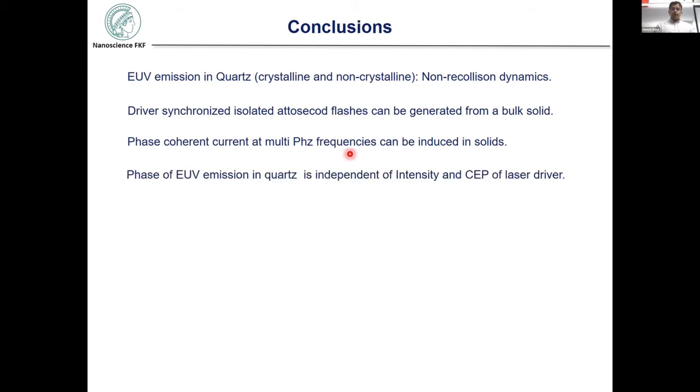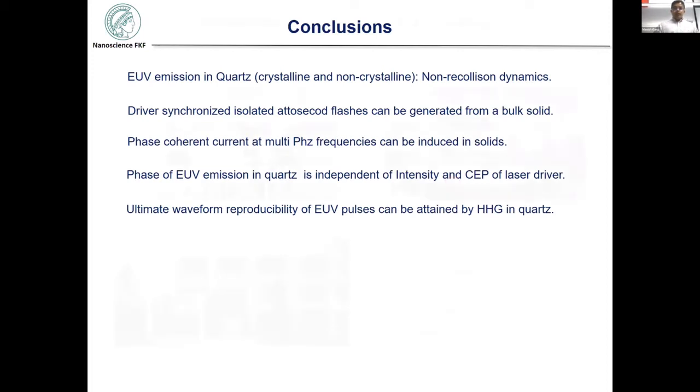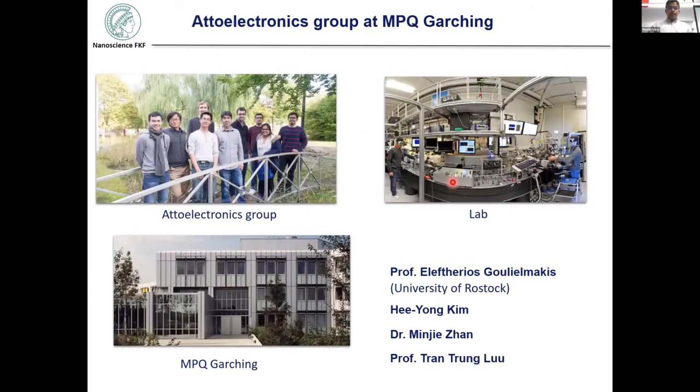And we have shown that the phase of UV emission in quartz is independent of intensity and CP of the optical driver. And in the last part of the talk, I have also shown you that by doing EUV generation in bulk solids, we can have ultimate waveform reproducibility of EUV pulses. And all this work was done in the group of Professor Eleftherios Kolimakis when he was still at MPQ in Garching, and now he has moved to Rostock. And these are the people who actually played the important role in this work. With this, I would like to thank you for your attention.